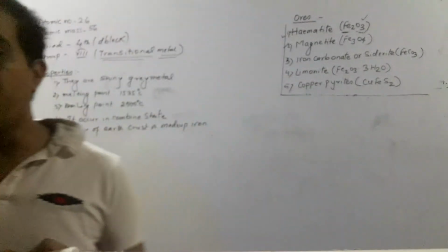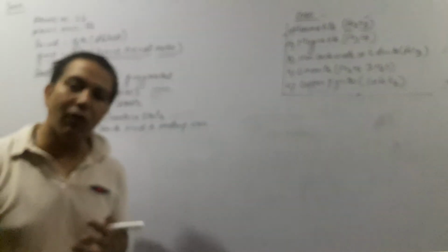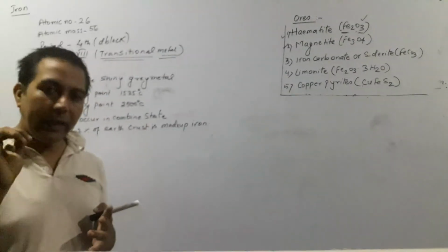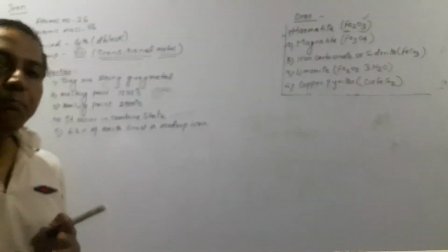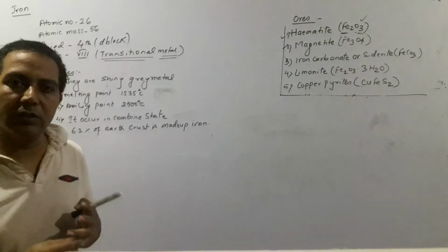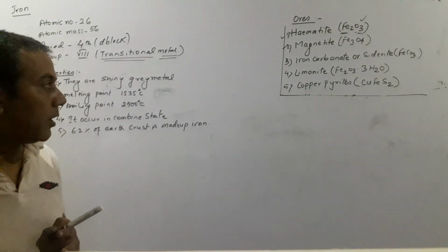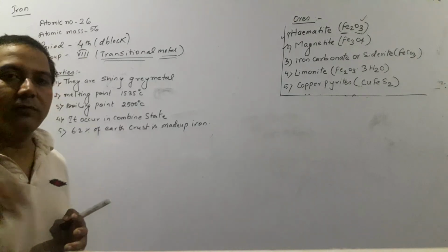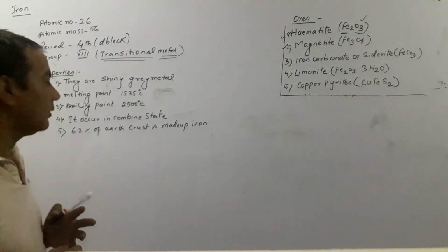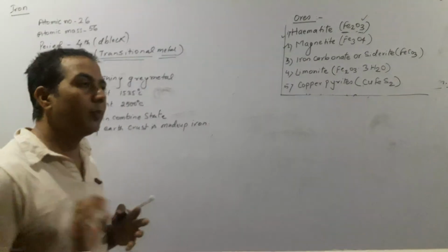It is grey in color in pure form. You may find it brown in color when it has been roasted, because the presence of oxygen makes it brown or red in color. Then the next thing, properties.